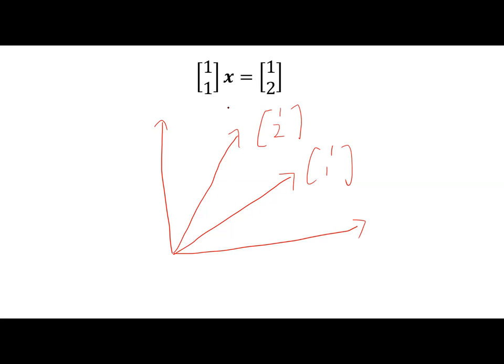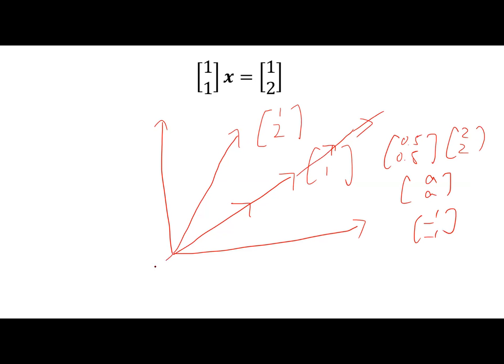You could immediately think the answer is no. No matter how you change the length of this vector, for example multiply by half, (0.5, 0.5), or (2, 2), or any number, or even (-1, -1), it always points in the same orientation, like this. Therefore, these vectors can never reach (1, 2). In this scenario, we say this system is inconsistent, and there is no solution of x which could satisfy this system of linear equations.